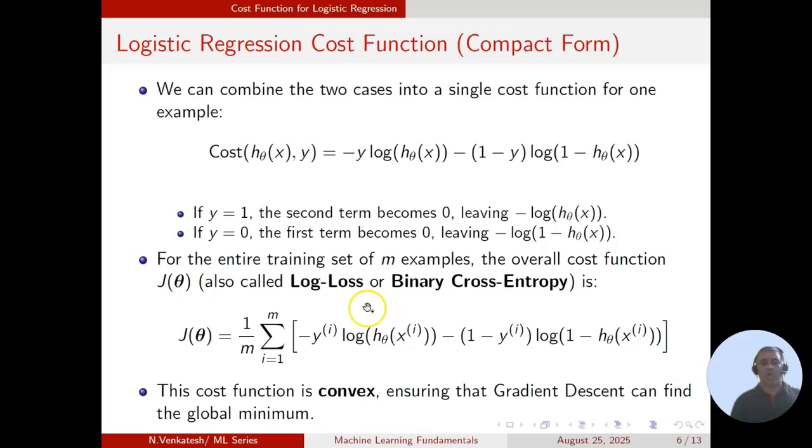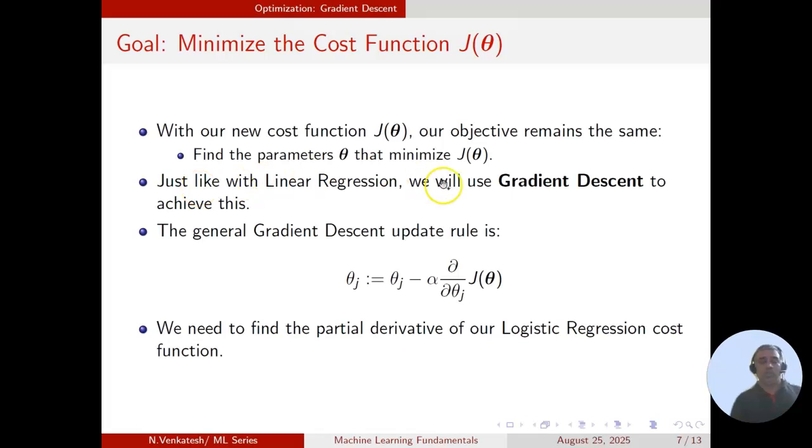So as this cost function is convex, we can use gradient descent to find the global minima. That is, for a given data set, we can find optimal parameters by using gradient descent. Okay, so to find that, we need a gradient. So the gradient is dou by dou theta j of J of theta. So how are we going to calculate this gradient?